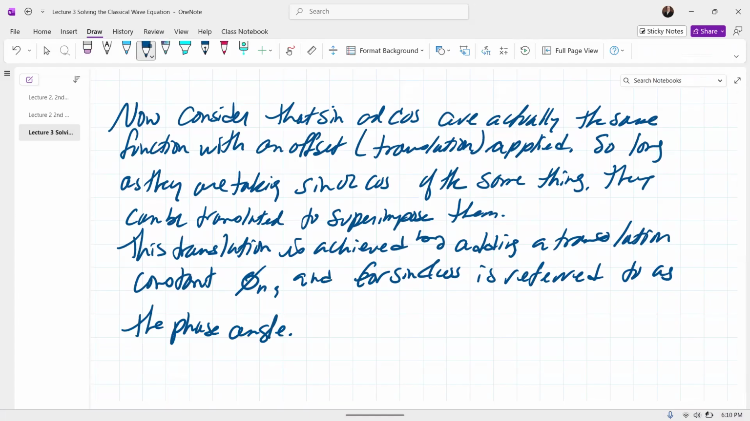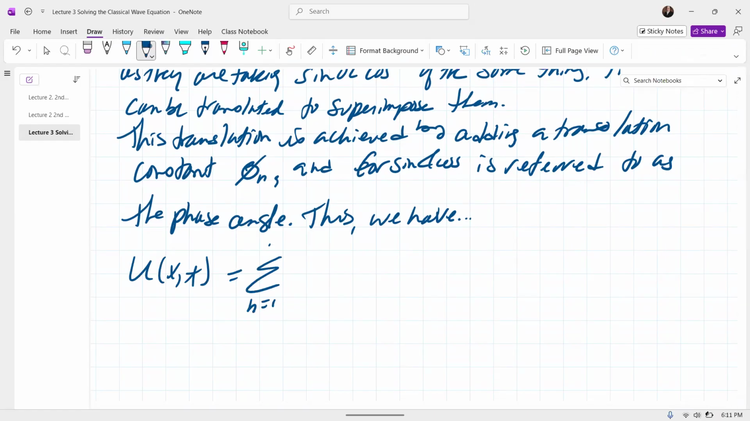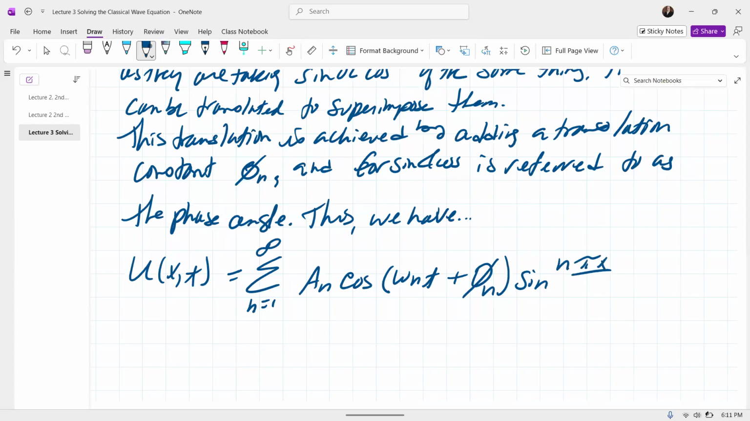This one right here. Thus, we have u of x and t equals, from the last step, the summation from n equals 1 to infinity of a sub n cosine of omega sub n t plus the translation, omega sub n, times sine of n pi x over L, for n equals 1, 2, 3, and so on. This equals the summation from n equals 1 to infinity of u sub n of x and t.